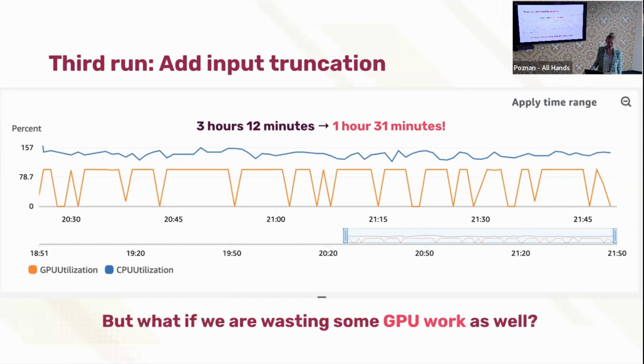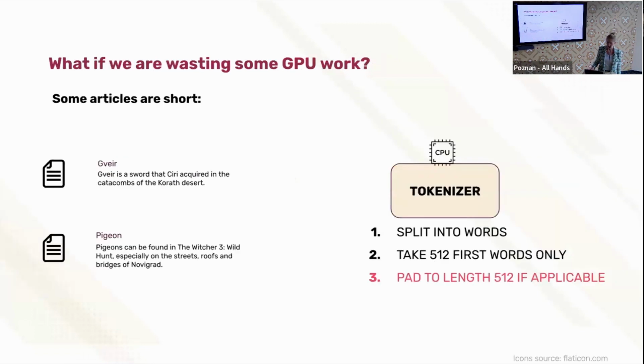But the ML engineer doesn't stop. So what if we apply similar logic, but we think about the GPU right now? Maybe there's something more in the data that we should be aware of. It turns out that some articles are way shorter than the 512 words that we assumed at the beginning. If you browse the Witcher wiki, you can find an example, an article titled Pigeon, and it only says that you can find pigeons in the Witcher 3 Wild Hunt game somewhere in the city of Novigrad. And this is the end of this article.